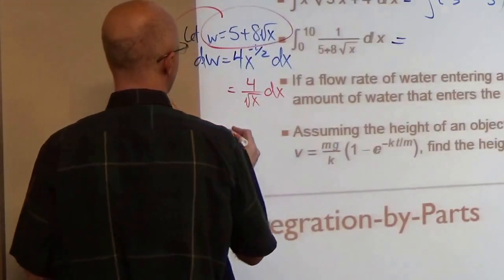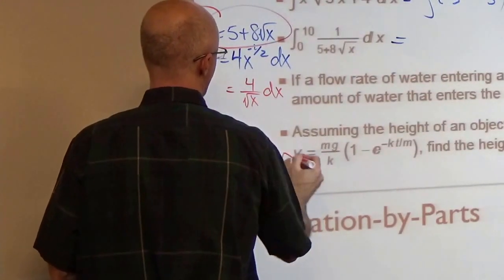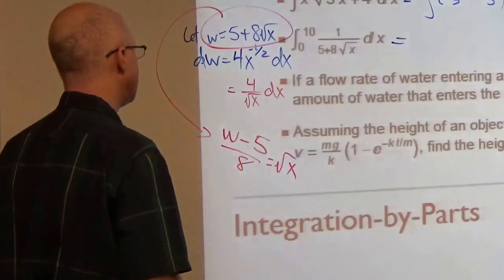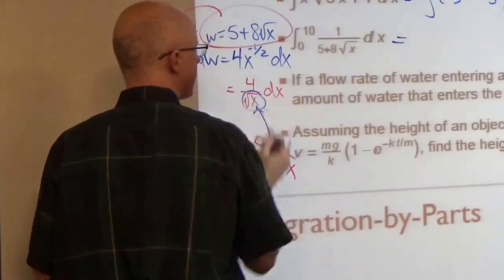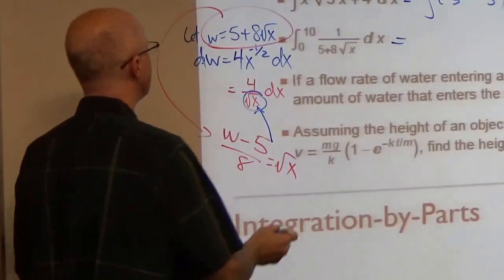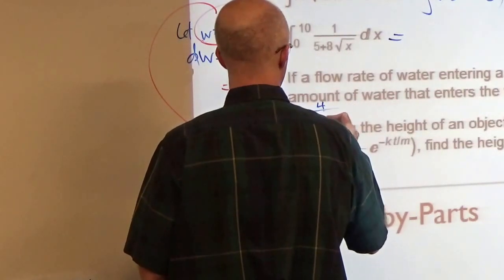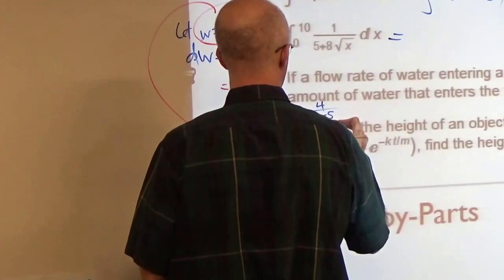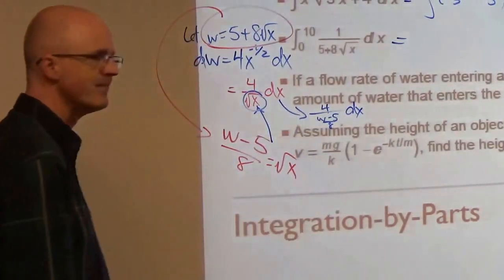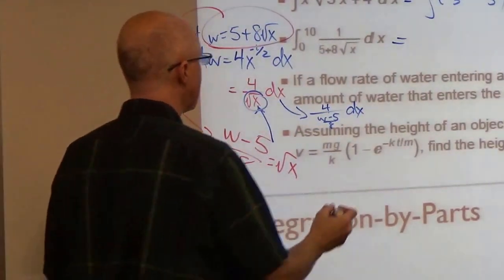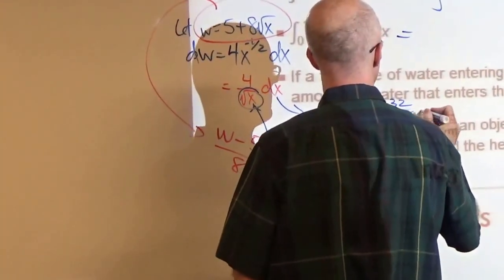Subtract 5, divide by 8. That is the square root of x. Now take that and plug it in there. Pretty tricky. 4 over w minus 5 over 8 dx, which is the same, careful with your fractions here, as 32 over w minus 5 dx.